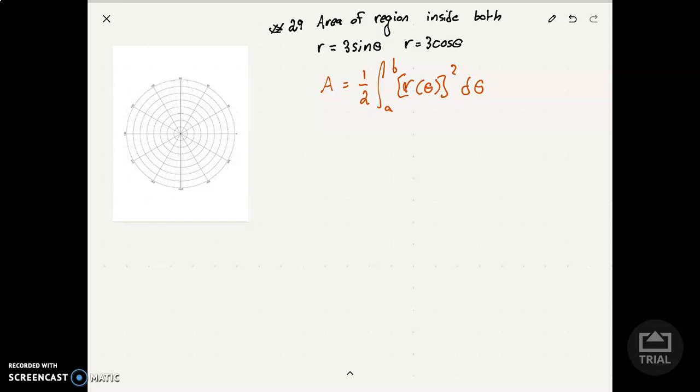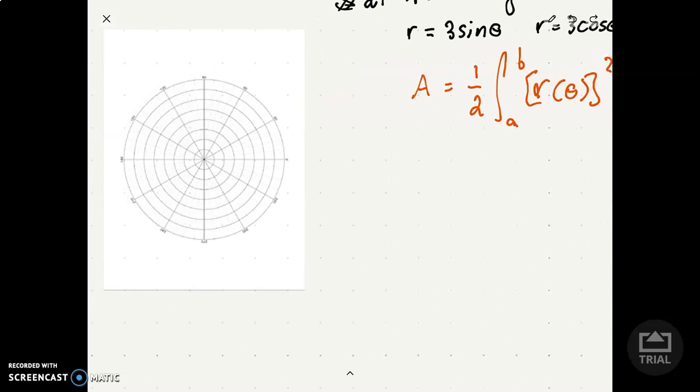Alright, so this is number 29 from 10.4, and it's asking to find the area of the region that's inside both the polar curves r equals 3 sine theta and r equals 3 cosine theta. For these kinds of problems, you're really just using the standard area formula for polar. The one thing you have to pay attention to is you're going to try and find a symmetry so that you only have to use one of the two functions, and then you maybe do a multiplier of it.